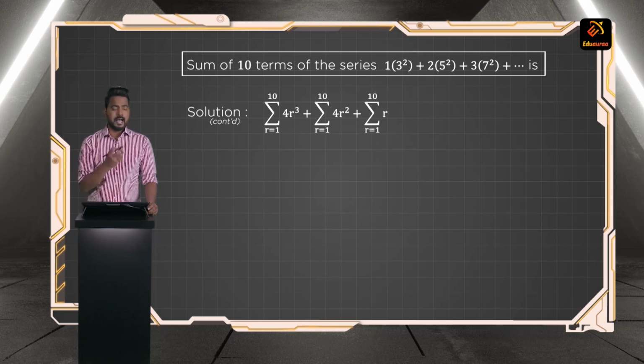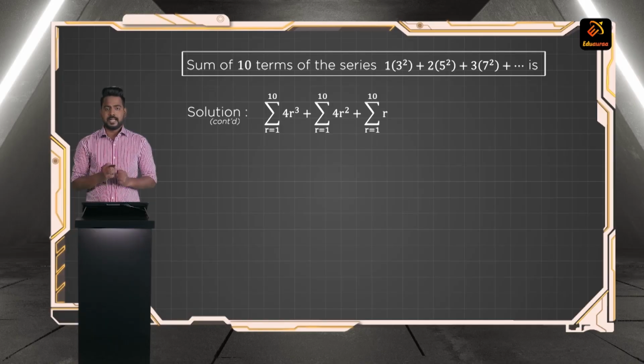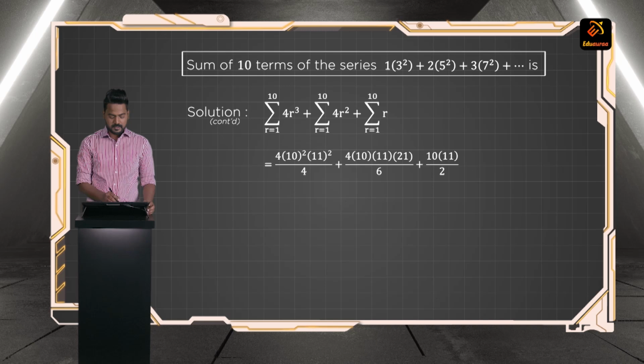Now 4 is constant, I can take 4 outside. Taking 4 outside, what is summation of R cube? Summation of R cube is n square into n plus 1 the whole square upon 4. But this formula is valid for n number of terms. We only want to calculate for 10 terms. So I will substitute 10 instead of n. So the formula will be 10 square into 10 plus 1, which is 11 square, the whole upon 4, plus 4 constant again outside. Summation of R square is what?